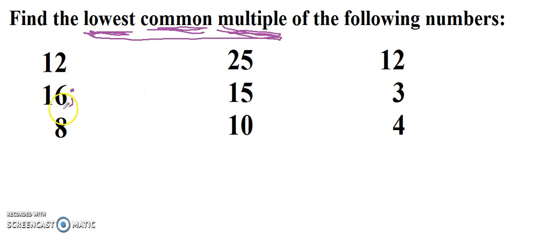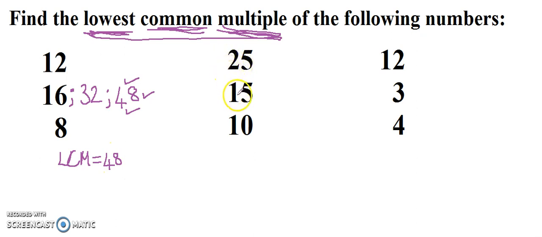So let's start. 16 plus 16 is 32. We know that 8 can go into 32, but 12 can't. So let's go to the next one. 32 plus 16 is 48. We know that 8 can go into 48, but 12, can that go into 48? Yes, it can. So 8 goes into 48, and so does 12, so does 16. So our lowest common multiple is equal to 48.